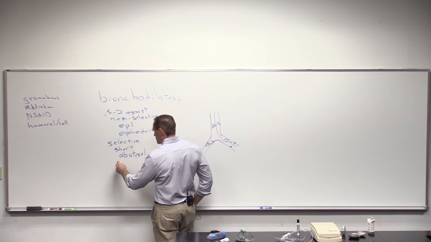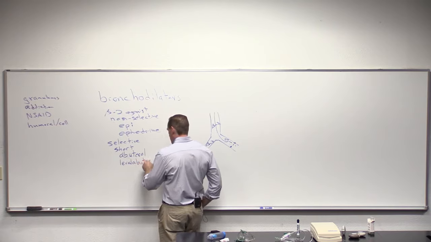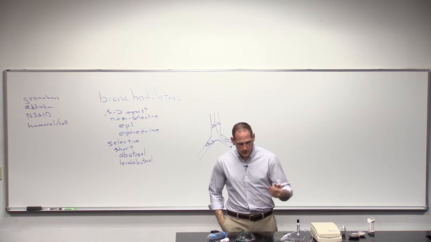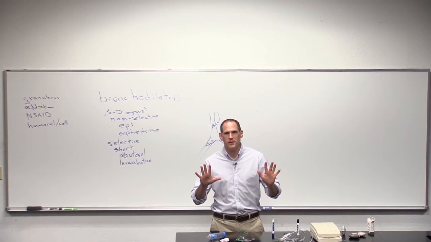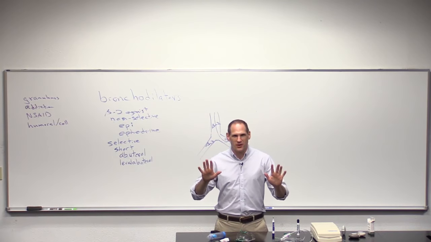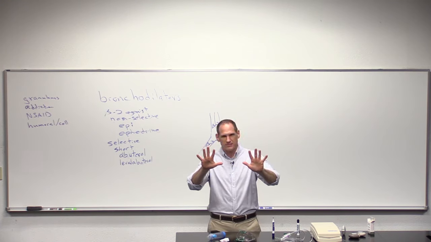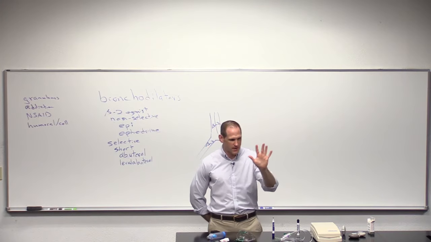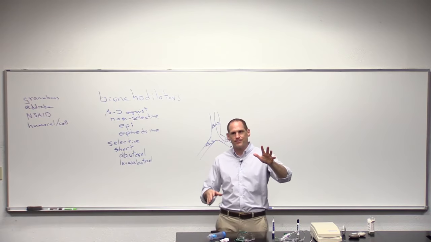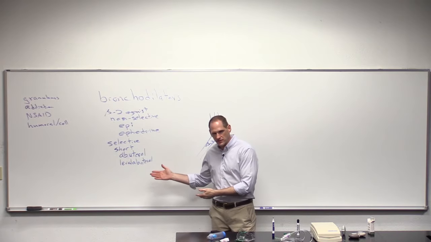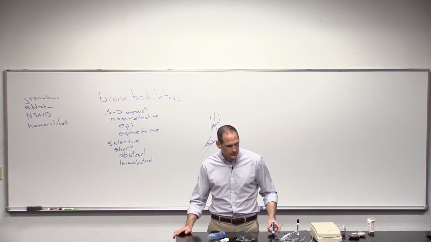Now, there's another version called levoalbuterol. So albuterol is a racemic mixture. What does that mean? Oh, he's a mime. Yeah. So a racemic mixture means you got left and right hand of the drug. So what is levoalbuterol? It's the left hand only. Well, that's my left hand. Your left hand. So only one hand, and supposedly it's a little bit more effective and has a little bit less adverse effect than albuterol by itself, the racemic mixture.